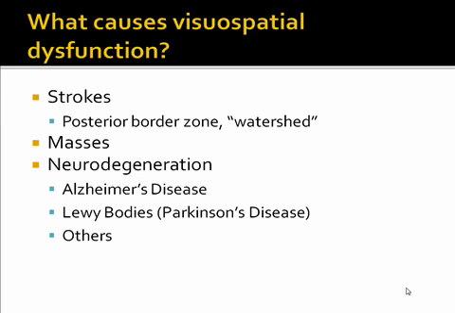And what we'll focus a lot on today is neurodegenerative disease. There are some diseases that classically cause some problems in this area, such as Lewy bodies, which are the process behind Parkinson's disease, but it can also be seen in a lot of other conditions.